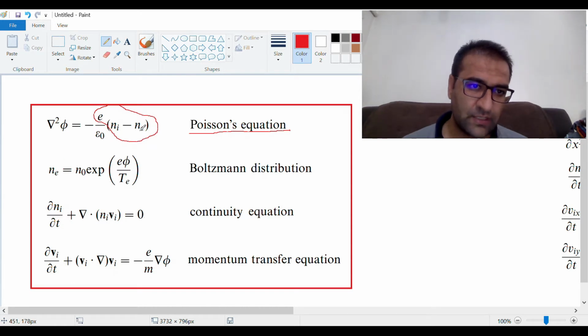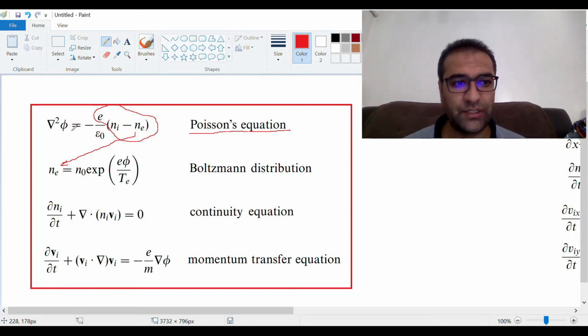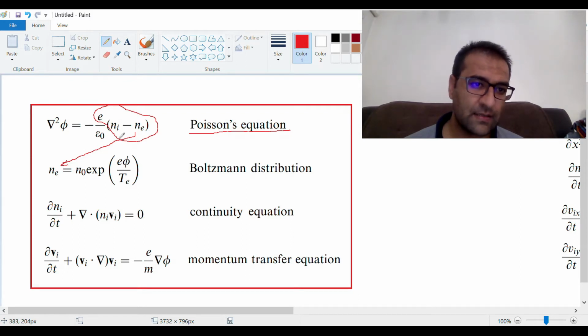And if we assume that the density of electrons can be expressed by the Boltzmann equation, as you see here, you see that the density of electrons is related to the potential through such an exponential function. So if we substitute this n_e from here to here, what we have is a nonlinear equation, and solving a nonlinear equation is not too easy, and we need some tricks. In the workshop you will learn how you can solve it.